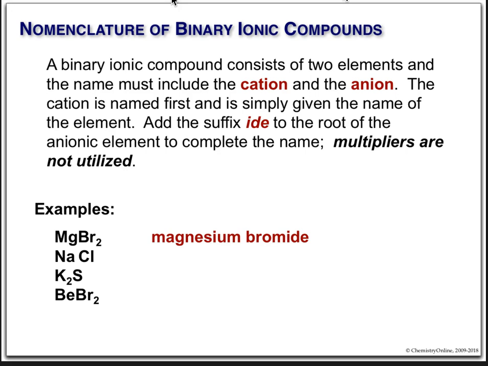Multipliers are not utilized. There are 2 bromines here, but we don't say that there are 2 bromines. You are just supposed to know that. Now that makes going backwards a little more difficult, but going forwards is really simple. So do this one. Our first element is just what? Sodium. The root for chlorine is going to be what? Chlor. And to show that this is the anion, we add IDE.